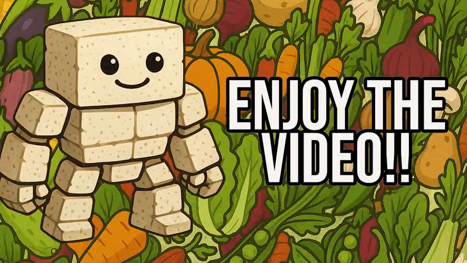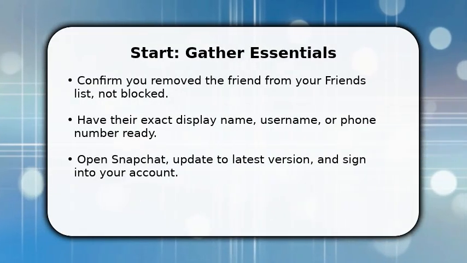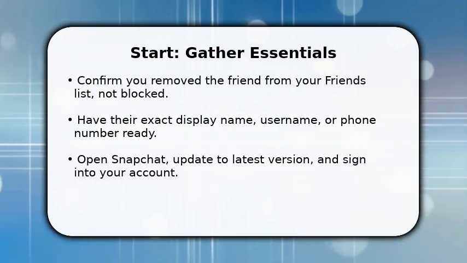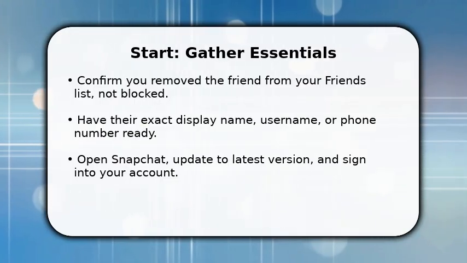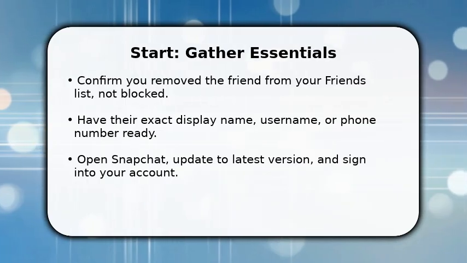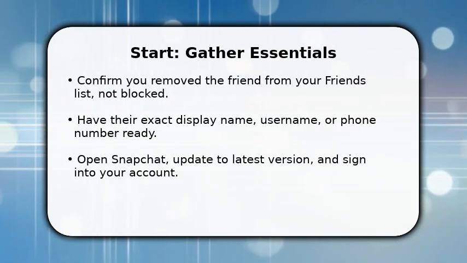Please enjoy the video. You're about to look up someone you removed on Snapchat. First, confirm they were removed and not blocked, because blocked profiles behave differently. Once done, gather identifiers, exact display name, username, or phone number, because search relies on precise text.